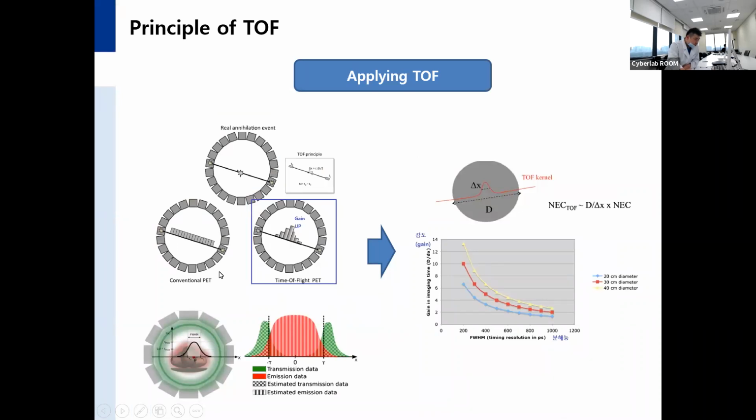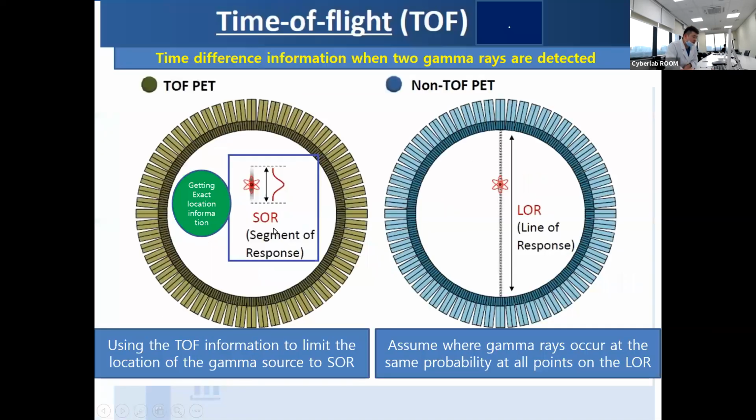Applying TOF: in conventional PET, the line of response gives every signal the same possibility, but if we apply TOF, time of flight, there is gain, and it is not a line of response. It is the concept of SOR, segment of response, not line of response. SOR includes exact location information, and TOF limits the location of the gamma source to the SOR. But in a conventional system, the error is that we assume the annihilation occurs at the line of response with the same probability at all points on the LOR.